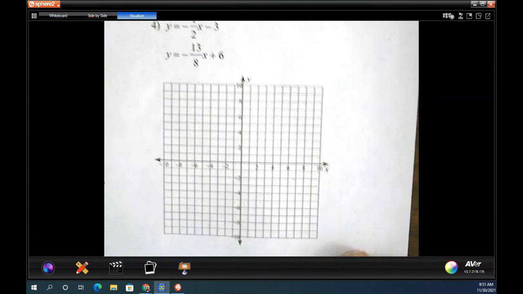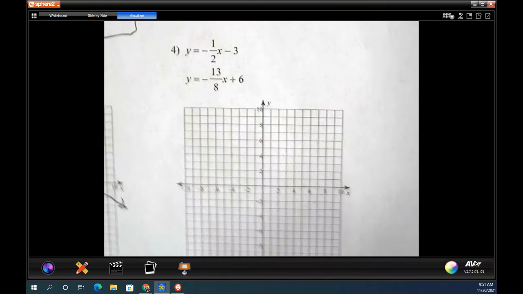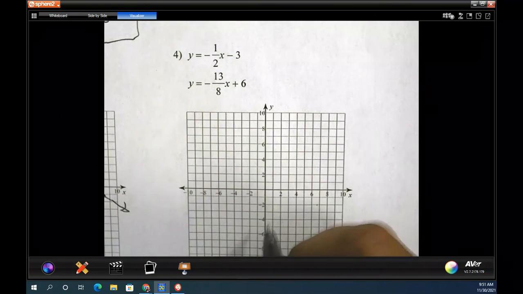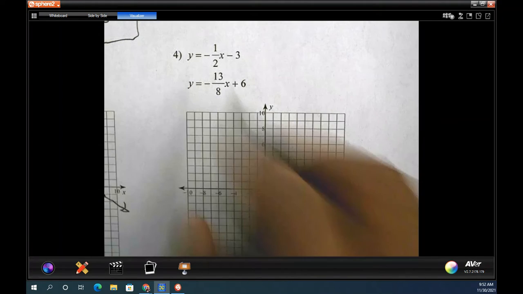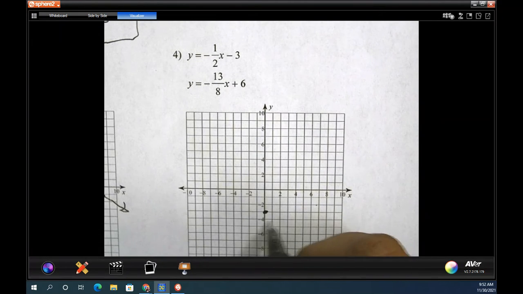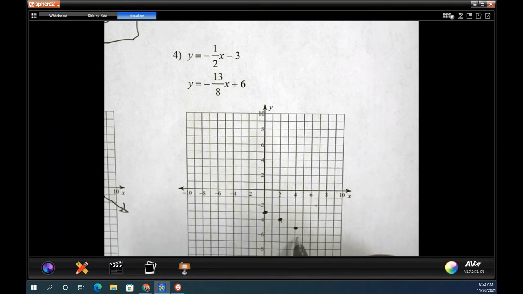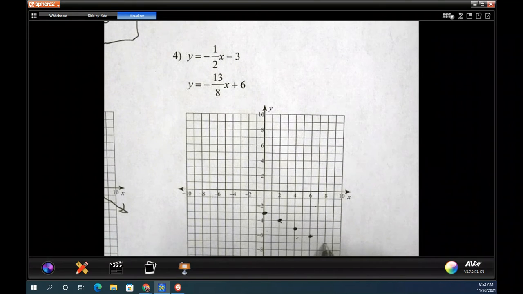Okay? Let's look at number 4. Should be getting the hang of this. You would go to 0, -3. Your slope is -1/2, so you go down 1, right 2. Down 1, right 2. Down 1, right 2. Down 1, right 2.